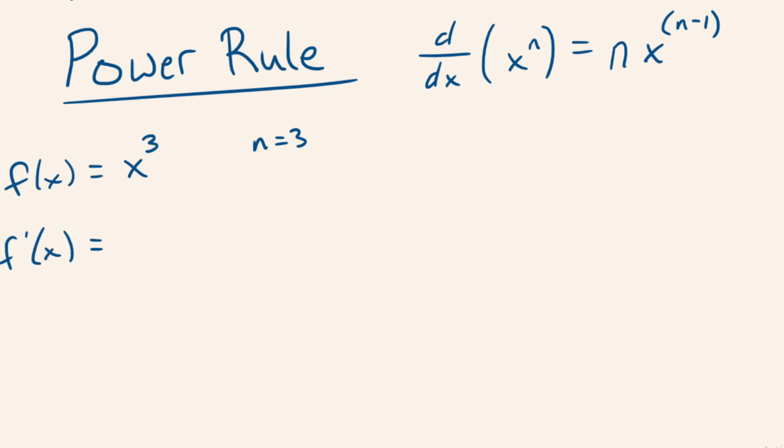F prime is going to be equal to n times x to the power of n minus 1. So let's start with n, which is 3, times x to the power of 3 minus 1, which is going to be 2. So that's all it really is. The power rule is pretty simple. We'll go through 2 more examples.